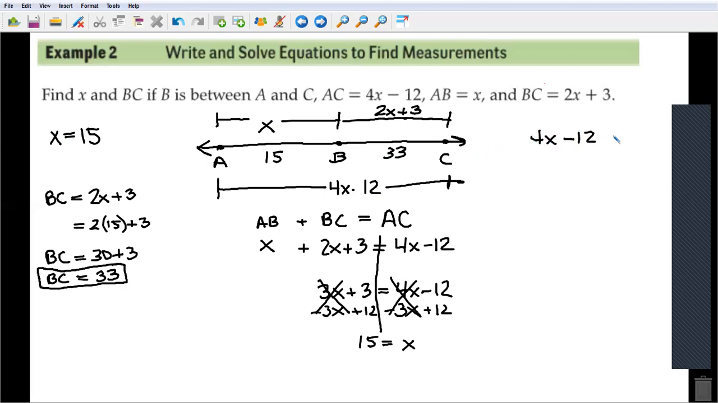I'm going to take 4x minus 12, and I'm going to substitute 15 in for x once again. When I do that, I get 4 times 15 minus 12, and when I simplify, I get 60 minus 12, which equals 48. So when I plug my value for x in here, and when I plug my value for x in here, both calculations give me 48, which means that this is the correct answer.